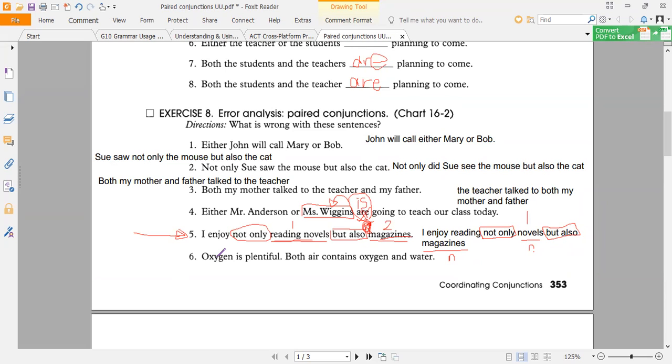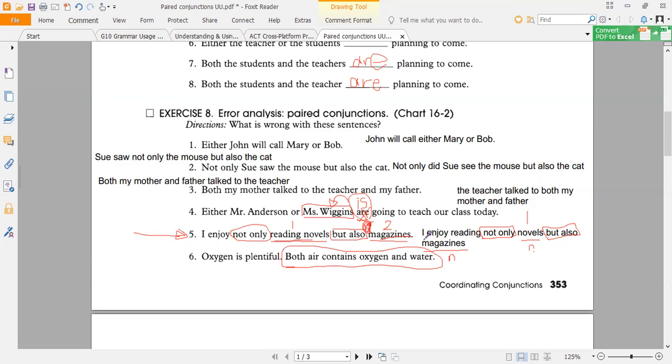Both? Yeah. Oxygen is plentiful. Both air contains oxygen and water. We want to correct this sentence. Both air contains oxygen and water. Does this sound okay to you? I don't understand. What am I supposed to do? This sentence has an error.